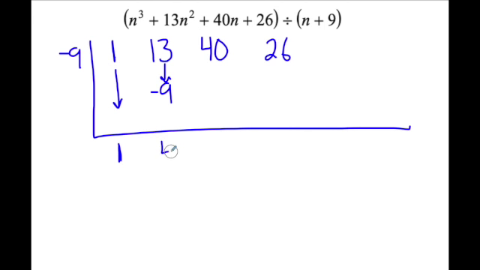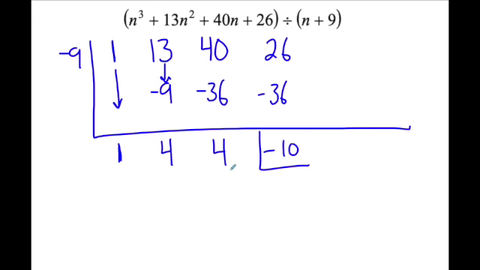Add on down, that gives 4. Multiply, that gives negative 36. Add on down, that gives 4. Right, and then we get another negative 36. Add on down, that gives negative 10. So that is, let's work our way back. We get n squared plus 4n plus 4.